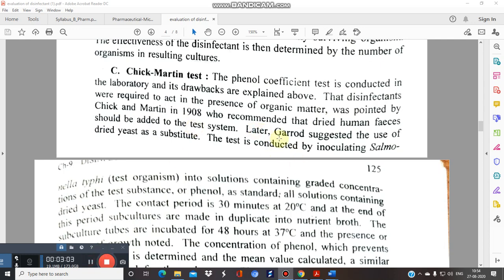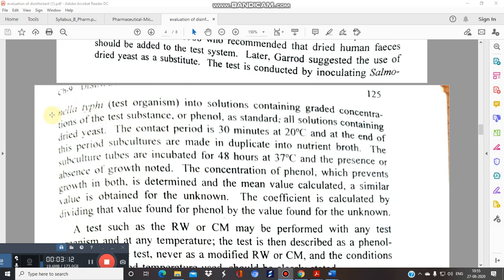Later the scientist Garrod suggested the use of yeast as a substitute. This test is conducted by inoculating Salmonella typhi as well as Staphylococcus aureus. The contact period of these organisms with the disinfectant is increased up to 30 minutes at 20 degrees Celsius. The subculture tubes are incubated for 48 hours at 37 degrees Celsius.